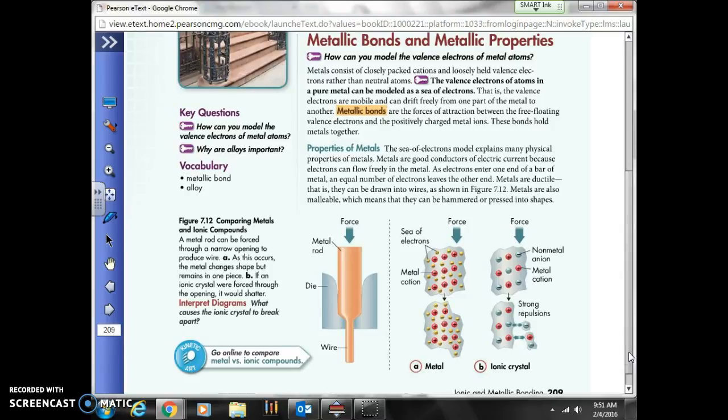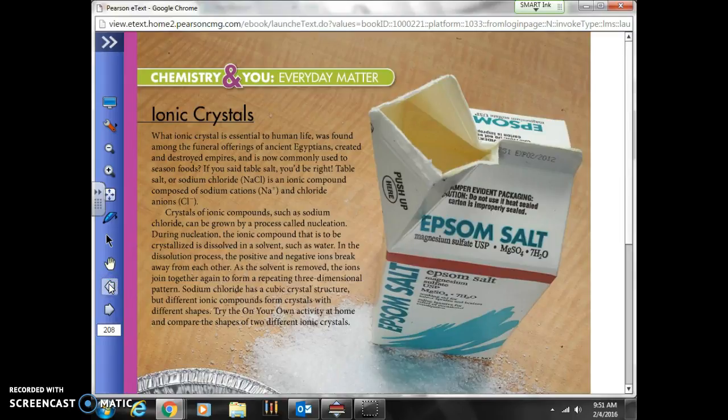So metallic bonds are very different than ionic bonds, and they have very different properties. Ionic compounds have very different properties than metals. That reminds me, I need to go back and talk about the properties of ionic compounds. We didn't get to that yesterday. So let's talk about the differences in the properties.